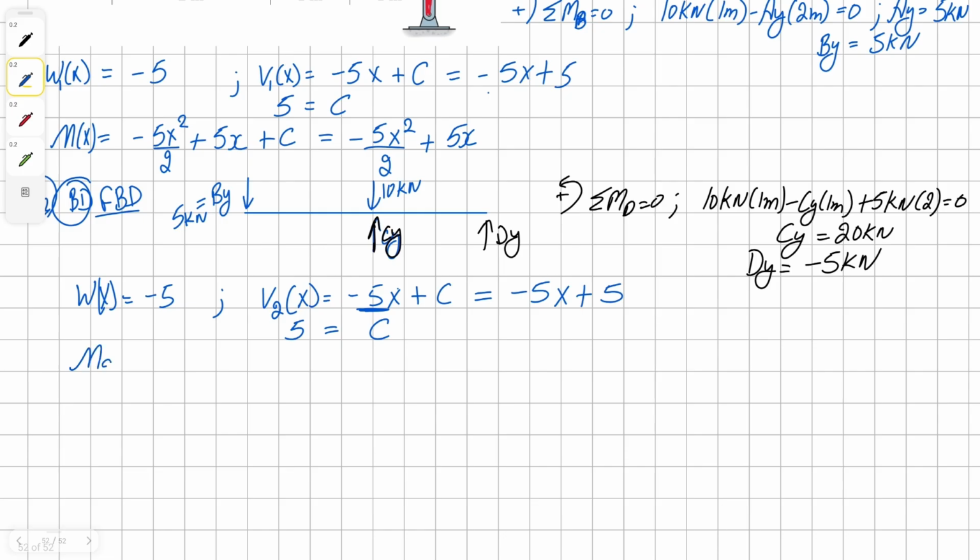Similarly, we're going to take the moment equation, which is just the integral of the shear. So we're going to have negative 5x squared divided by 2 plus 5x plus c. To find the constant, we use our moment from region 1. This equation and the current equation are the same, therefore they cancel each other out, and our constant will be 0. Therefore our moment for region 2 is the same as the other region as well.